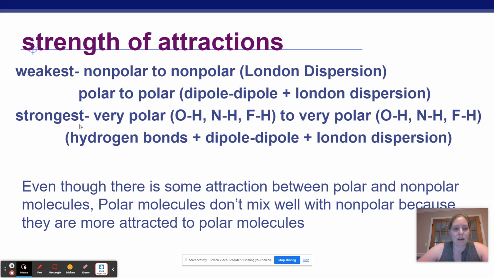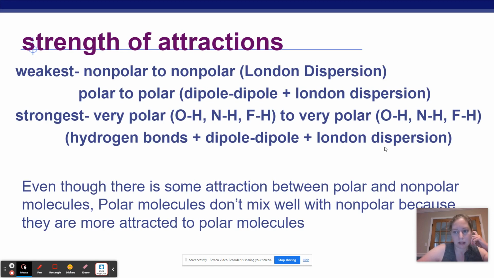And then lastly, the strongest intermolecular attraction are going to be our hydrogen bonds, the attractions between two molecules that have very polar bonds in them, that OH, NH, or FH bond, to another molecule with an OH, NH, or FH bond, because they can form not just hydrogen bonds, but also dipole-dipole interactions with other polar molecules and London dispersion forces with any atom or molecule, even if it's nonpolar.